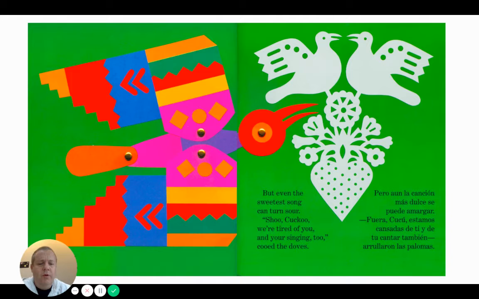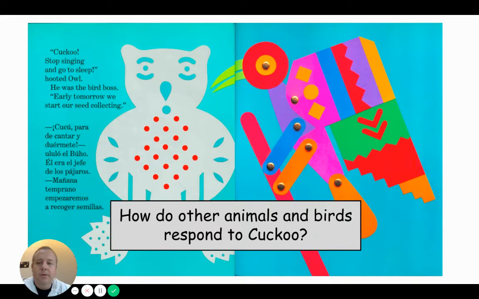Shoo, Cuckoo, we're tired of you and your singing too, cooed the doves. Cuckoo, stop singing and go to sleep, hooted Owl. He was the bird boss. Early tomorrow we start our seed collecting.